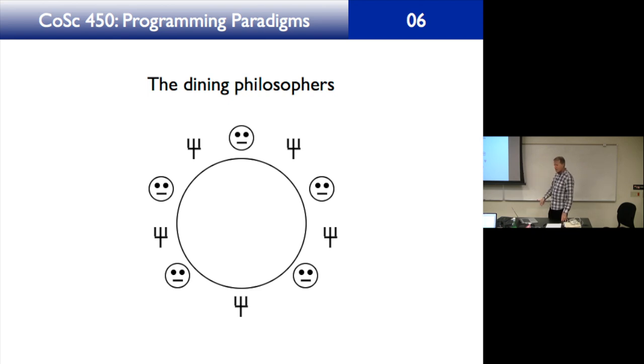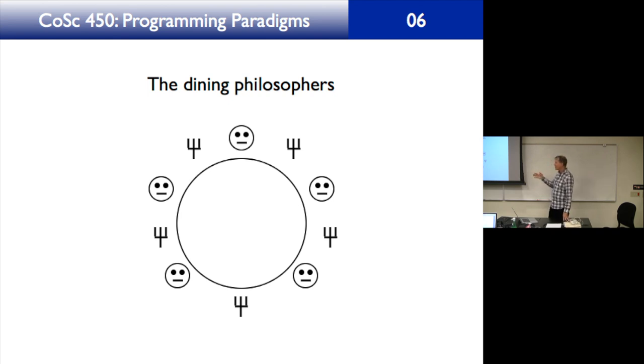So, and here's the problem. The problem is, now this is obviously a concurrency, because what do philosophers do? They think. Yeah, they philosophize, right. They philosophize, they think. But on the other hand, they also have to eat in order to live, right? So what do they do? They alternately think, and then eat, and then think, and then eat, and so on, right? So they're thinking and eating, thinking and eating, thinking and eating.